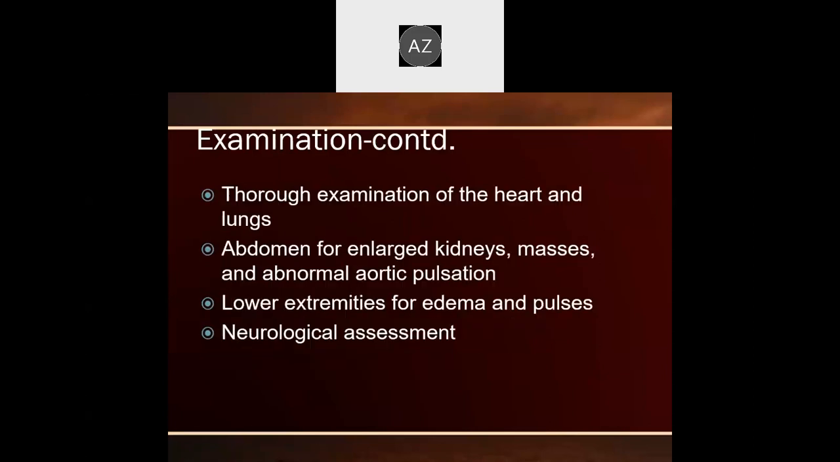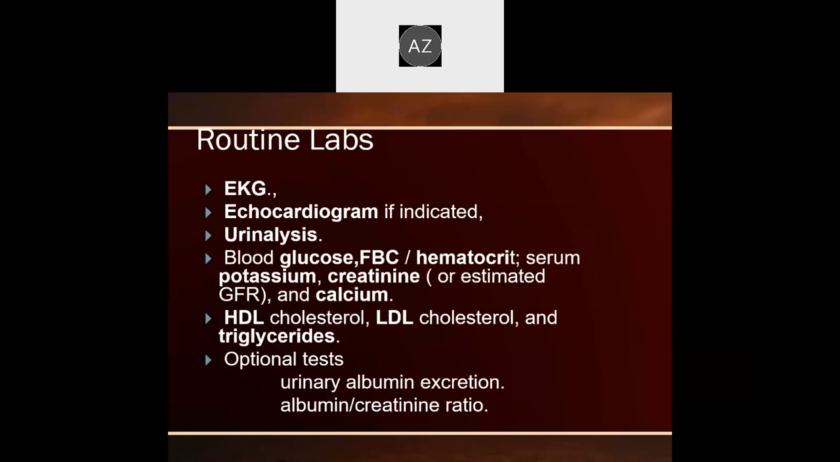That's very, very important. You need to examine the heart and the lungs, the cardiorespiratory system. Very important. Check the abdomen for enlarged kidneys. Check for masses. Abnormal aortic pulsations is very important. Lower extremities for edema and pulses. Neurological assessment is also very, very important.